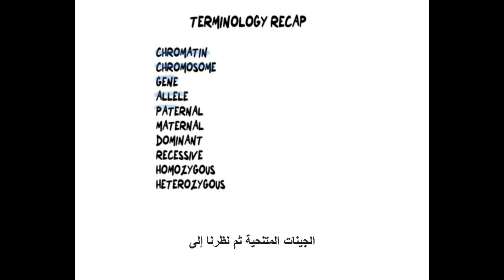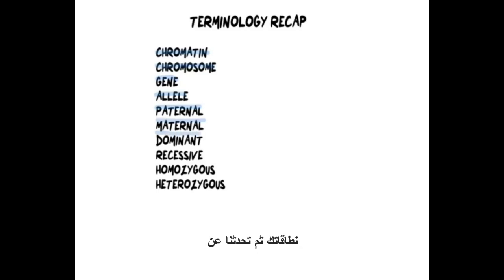Then we looked at paternal and maternal chromosomes, which, remember, you inherit 1 chromosome from your dad, 1 from your mom, and likewise, when you reproduce, your paternal and maternal chromosomes, they must separate from each other so that only 1 goes into each of your gametes.